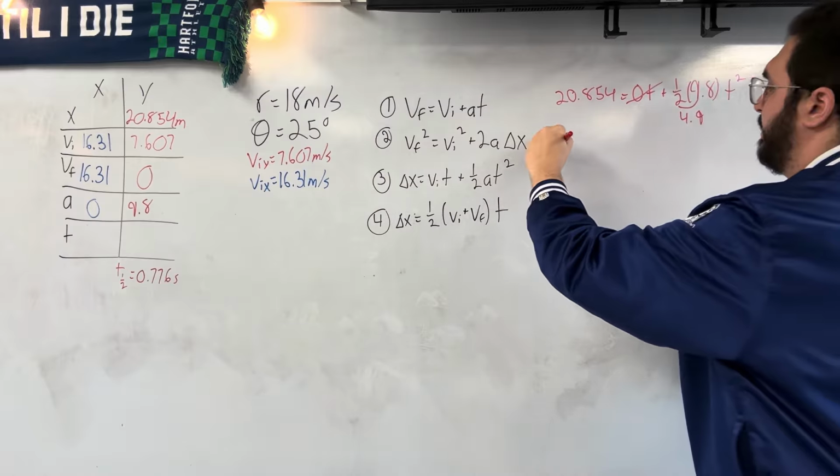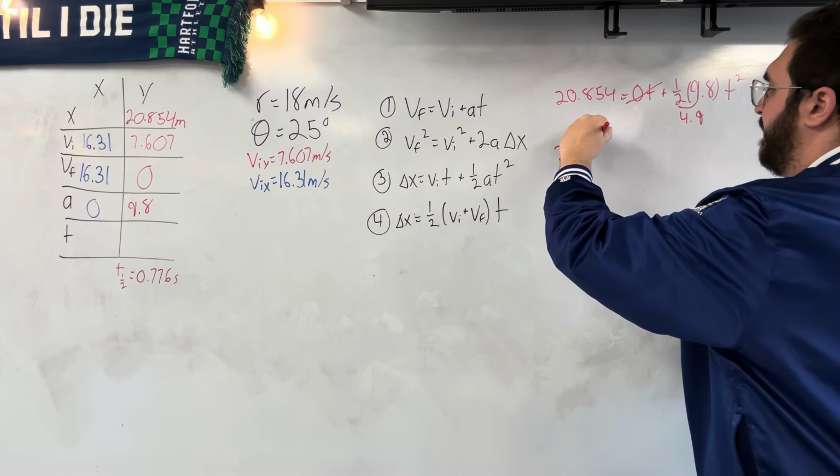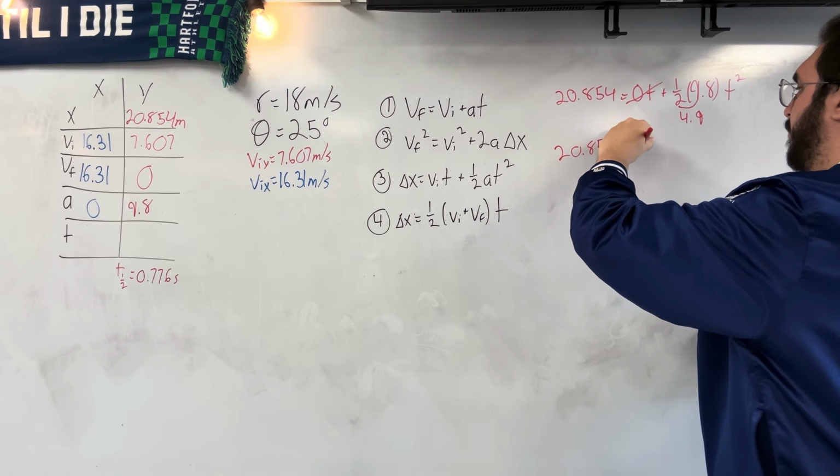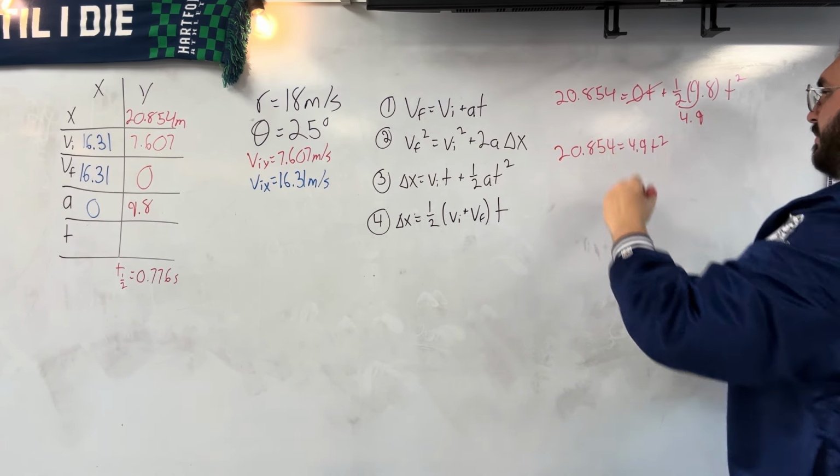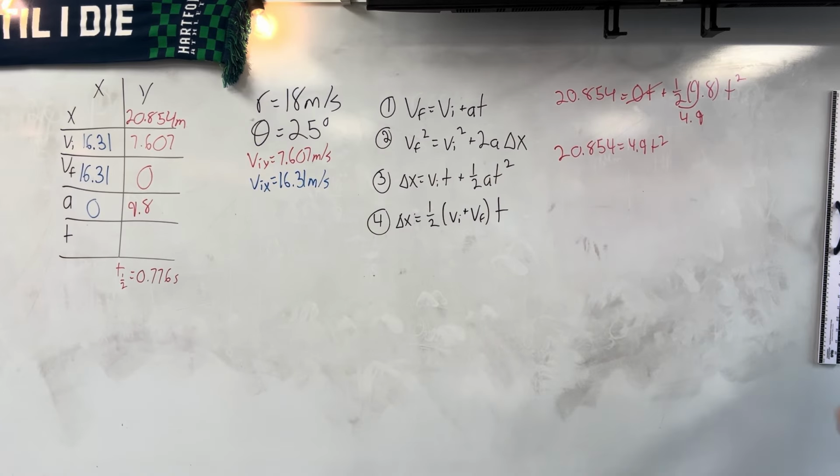So we are left with 20.854 equals 4.9 t squared. Live studio audience, what should I do next? Divide by 4.9. Say it with confidence. Divide by 4.9. Yeah!